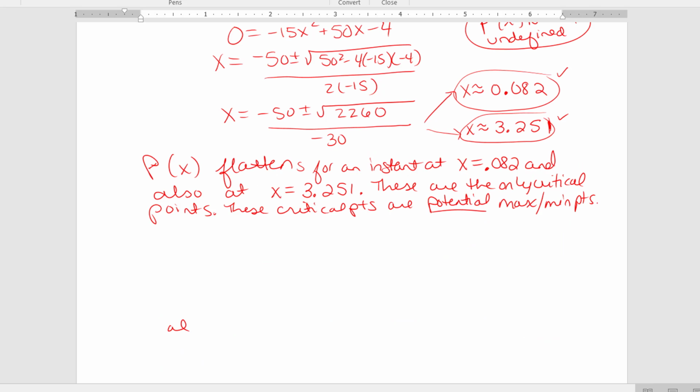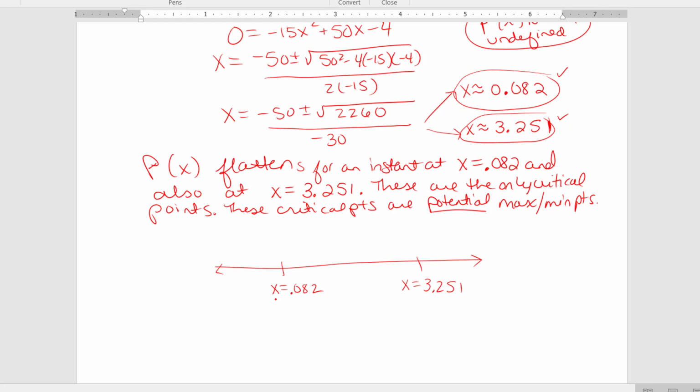The next step would be to use the first derivative test to determine whether or not each of these critical points is a local maximum, or a local minimum, or neither. So we draw our number line. We put our critical points clearly labeled in order on the number line. So we first have the 0.082, then we have the x equals 3.251. We have broken our real number line, the entire domain, down into 3 intervals. I'm going to make notes about what's going on with p prime and what's telling us about p at each interval and also at these critical points.